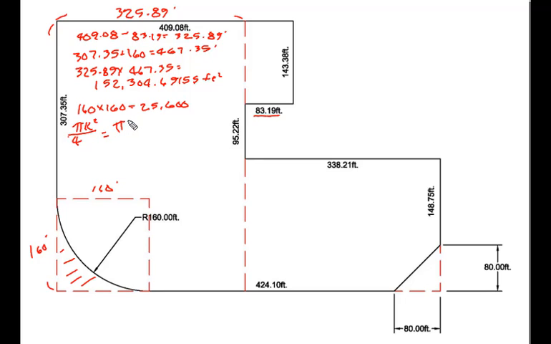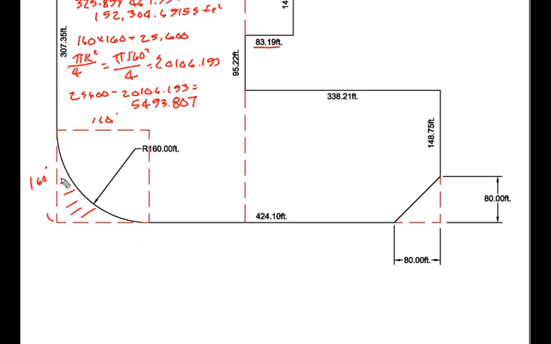So if we say pi times 160 squared divided by 4 gives us an area of 20,106.193, and if we subtract that from our 25,600, we get 5,493.807. So that is this fillet area.